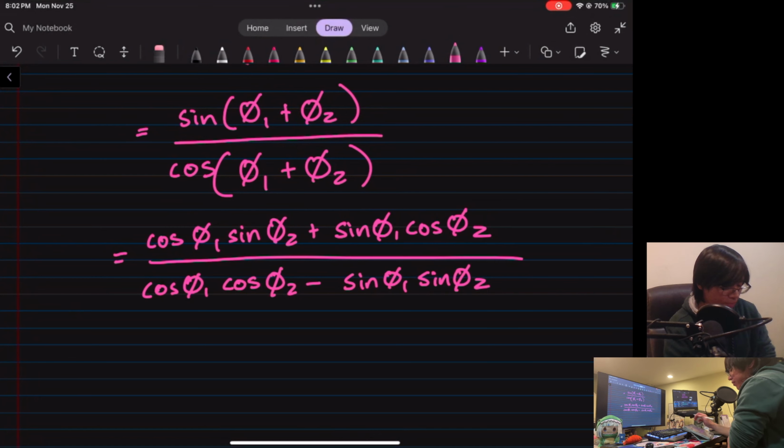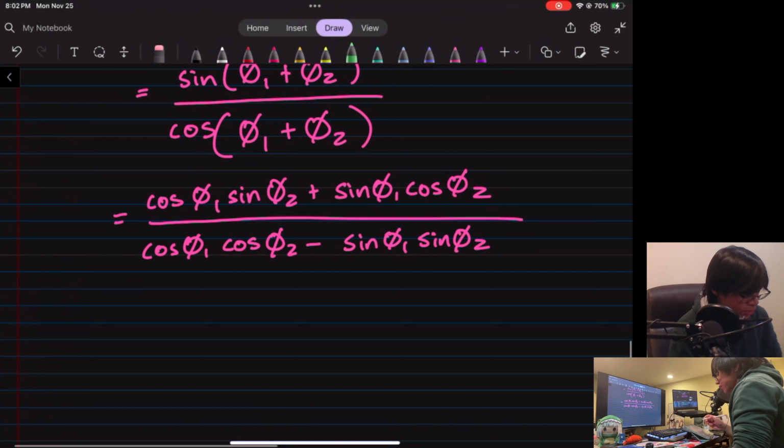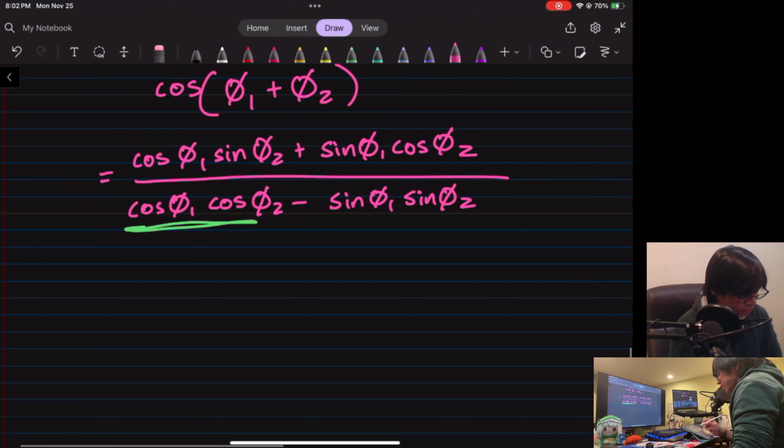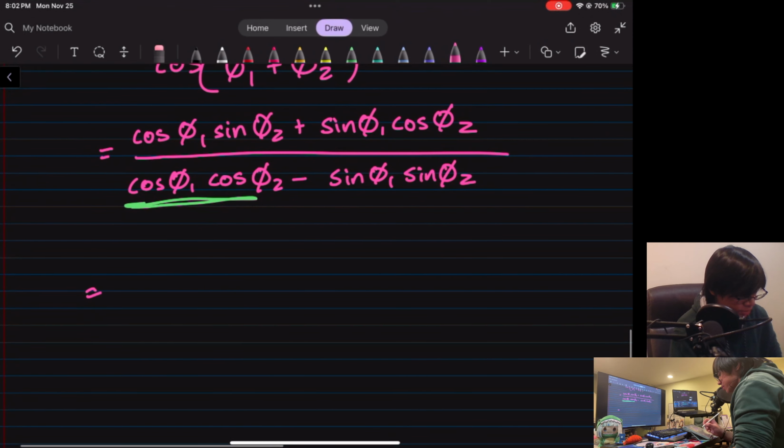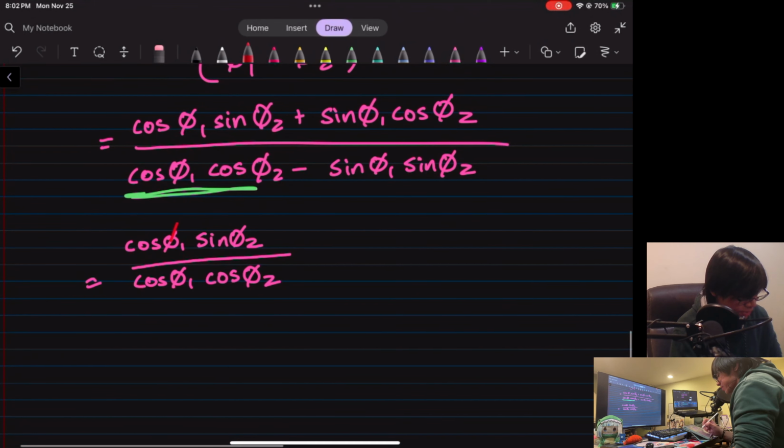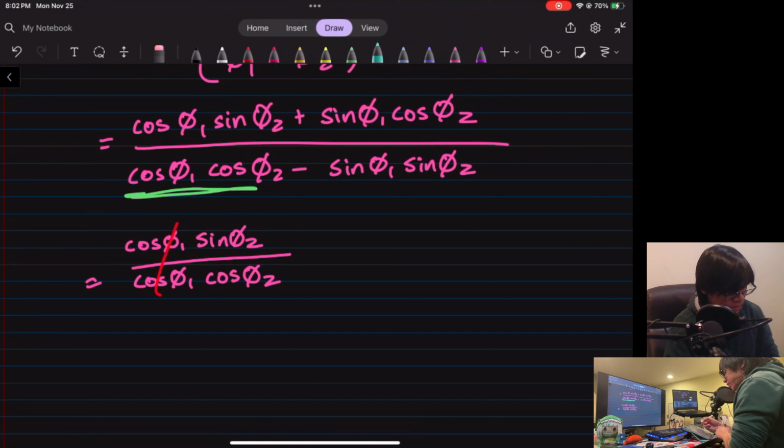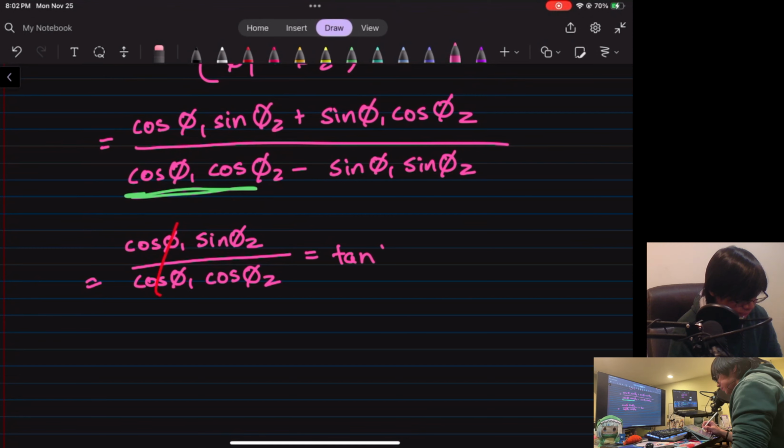So now that we have this, to simplify things further, we'll divide by this first term here. So I'll write the first term out on the denominator to show what it looks like. So you have cosine phi 1 sine phi 2 divided by cosine phi 1 cosine phi 2. And you'll notice that the cosine phi 1s cancel out, and you're left with this sine over cosine of phi 2. And all that means simply is that you have a tangent of phi 2.